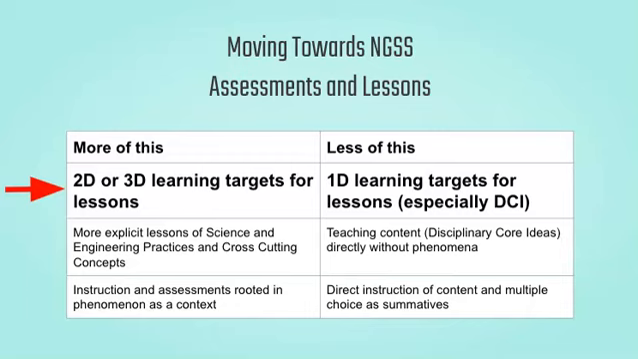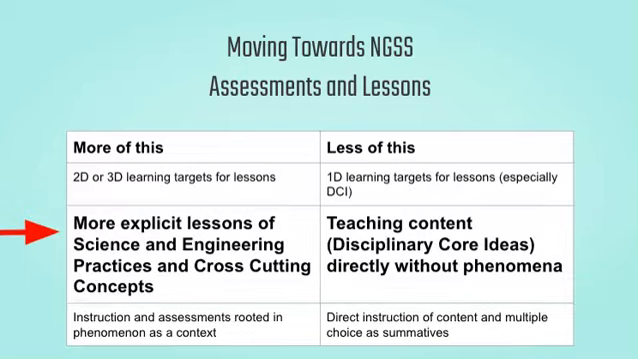So in summary, to be a three-dimensional teacher using three-dimensional assessments and instruction, you want to be moving towards two-dimensional and three-dimensional learning targets for your lessons. Anything that's one-dimensional about content, we want less of this happening in your units. Then we want to make sure that there are some explicit lessons around the science and engineering practices and the cross-cutting concepts. These are new for both us and our students, and there needs to be some dedicated time to get our students consolidating their understanding around these and to reach mastery of both these practices and the concepts.